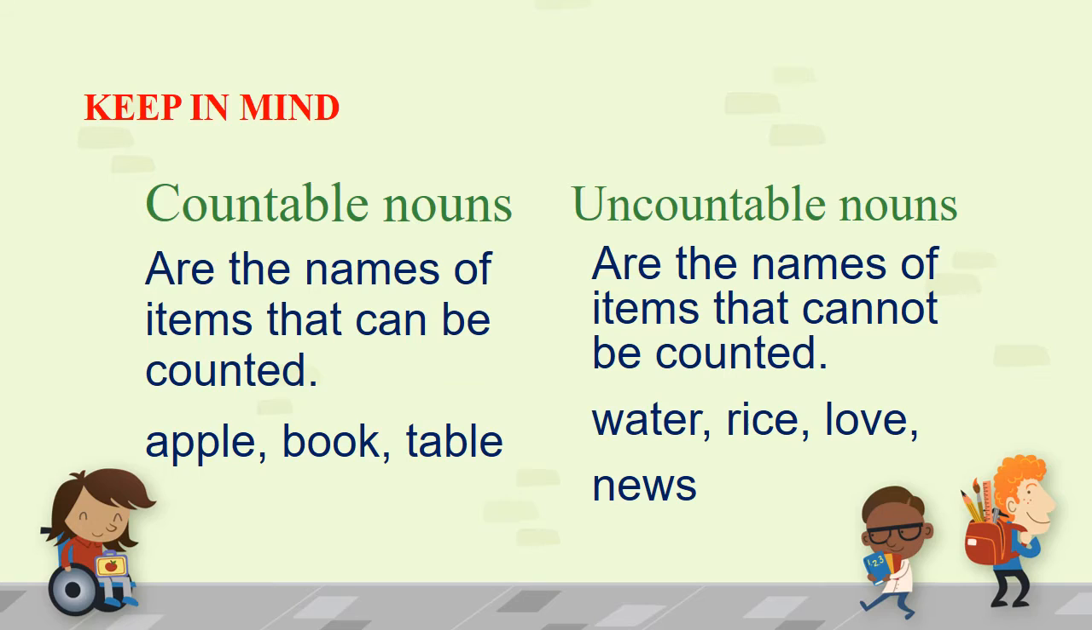So children, with uncountable nouns, we do not use articles a and an. Like we do not say a water or rice. But with countable nouns, we use a and an, like a book, a table, an orange. So you have to remember, we use a and an with singular nouns and countable nouns. We do not use them with plural nouns and uncountable nouns.